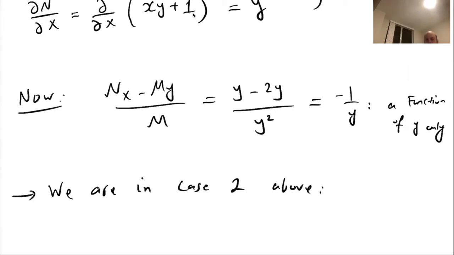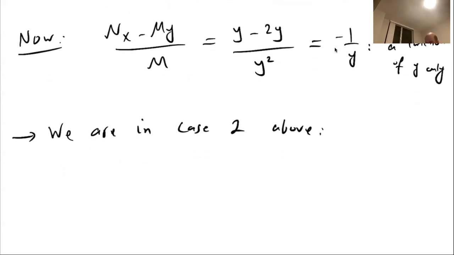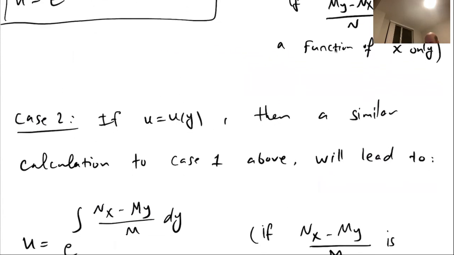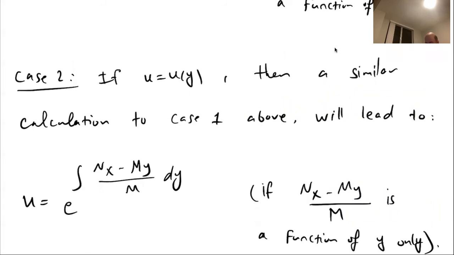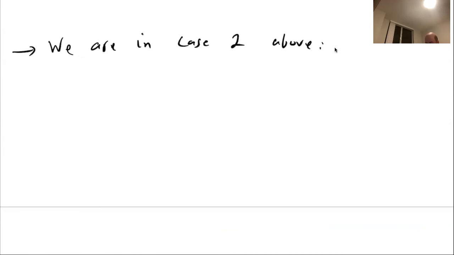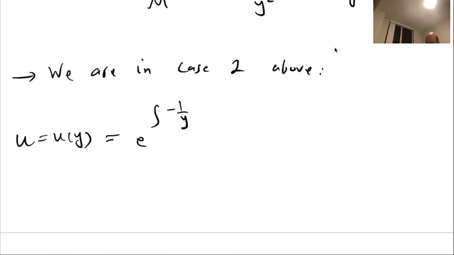And what was the integrating factor in case 2? u equals e to the power of the integral of this expression. So u of y equals e to the power of the integral of minus 1 over y dy. This is e to the power minus ln y.